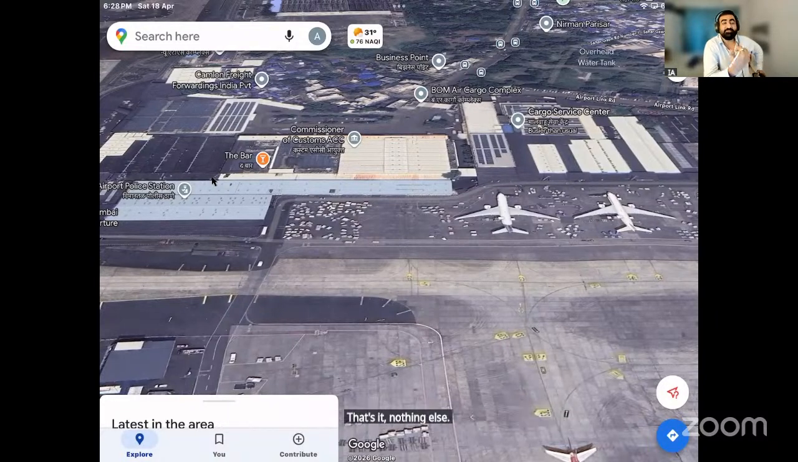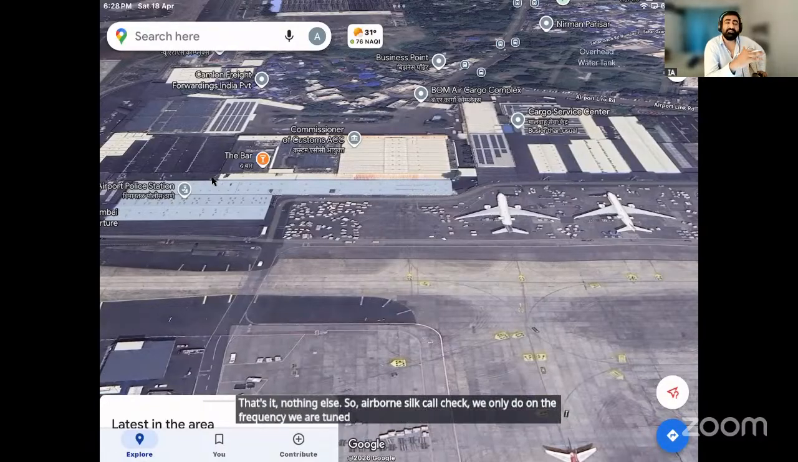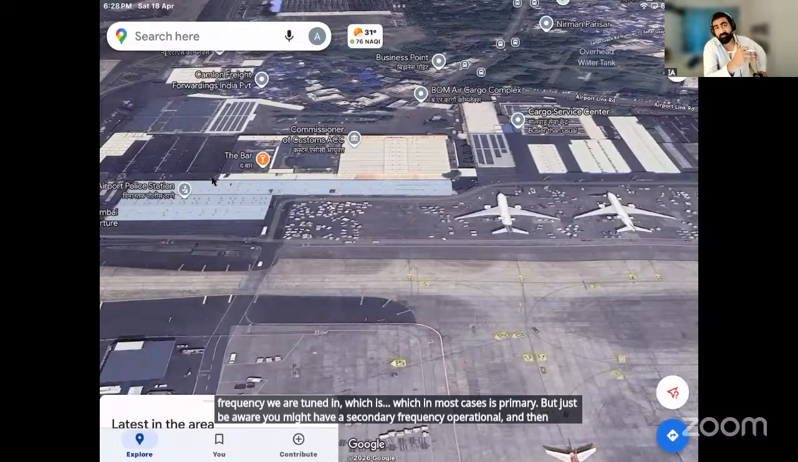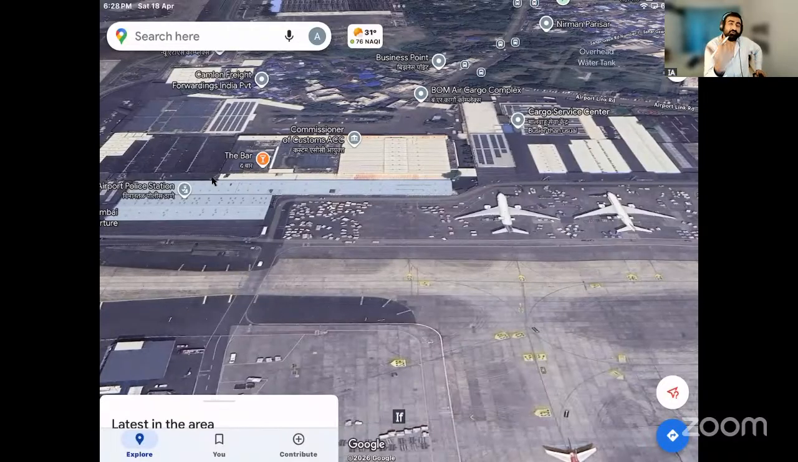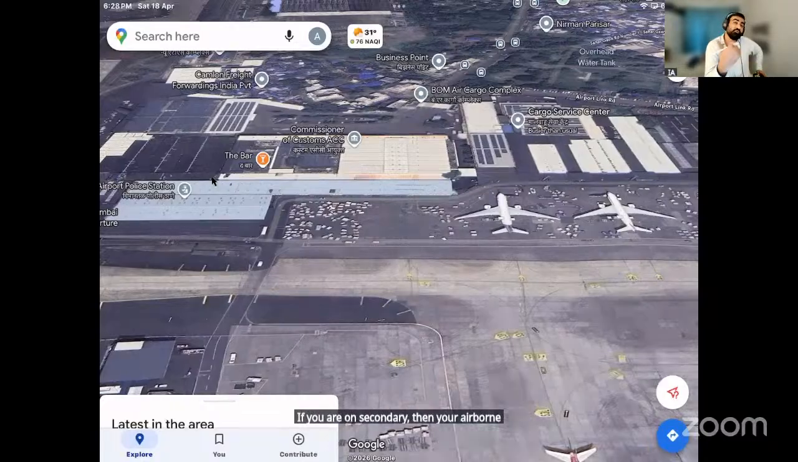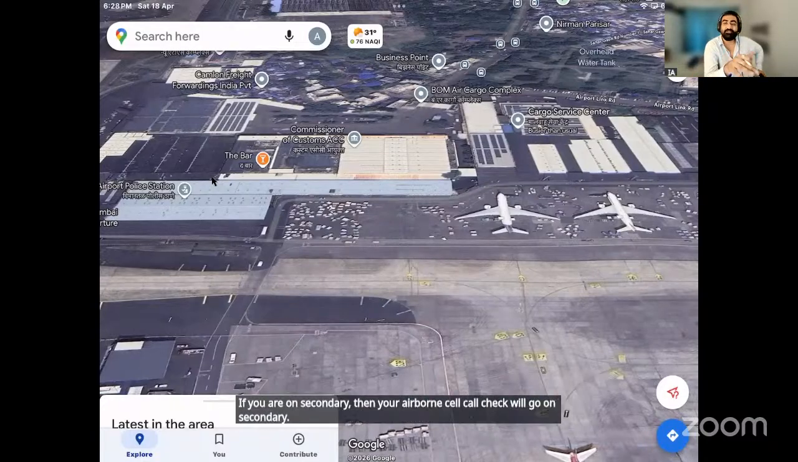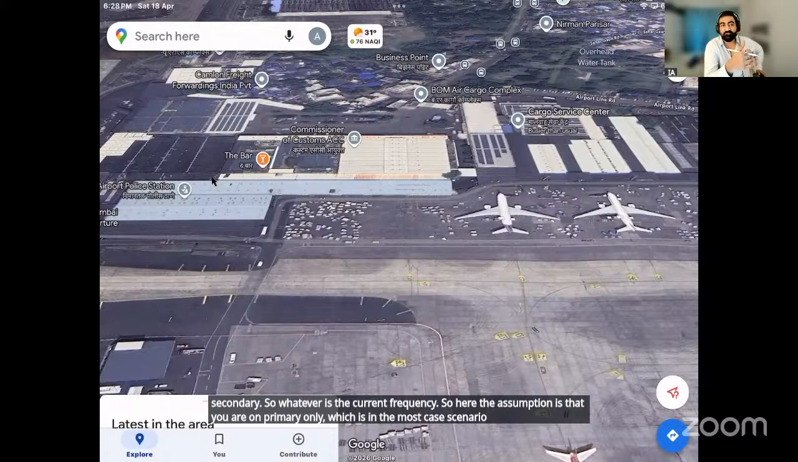So the airborne cell call check we only do on the frequency we are tuned in to, which in most cases is primary. But just be aware you might have a secondary frequency operational and then you might be doing an airborne cell call check. If you are on secondary, then your airborne cell call check will go on secondary. So whatever is the current frequency. Here the assumption is that you are on primary only, which is the most common scenario.